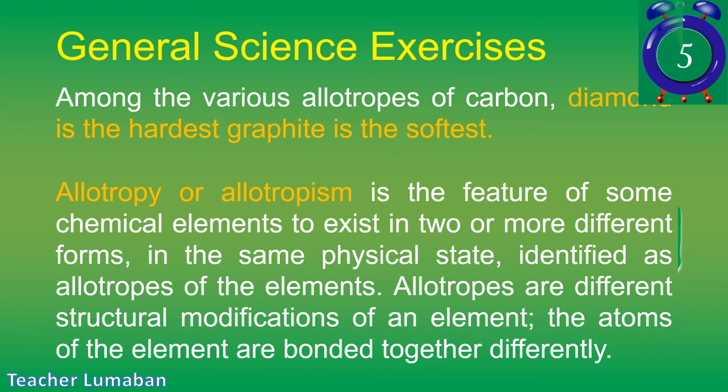Allotropy or allotropism is the feature of some chemical elements to exist in two or more different forms, in the same physical state, identified as allotropes of the elements. Allotropes are different structural modifications of an element, the atoms of the element are bonded together differently.